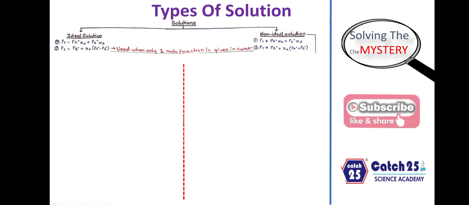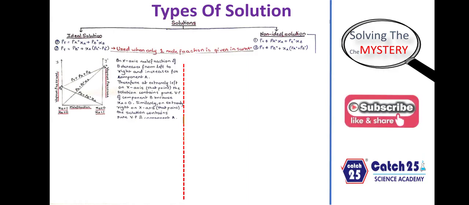When we compare the second formula with the equation y equals mx plus c, we get the following graph. In this graph we can see vapor pressure on the y-axis and mole fraction on the x-axis. When we move from left to right, the vapor pressure of B decreases to 0 because the mole fraction of B becomes 0, and similarly when we move from right to left, the vapor pressure of A decreases to 0 because the mole fraction of A becomes 0. Therefore, at the extreme left of the x-axis, the solution contains the vapor pressure of component B, and similarly at the extreme right of the x-axis, the solution contains the vapor pressure of component A.